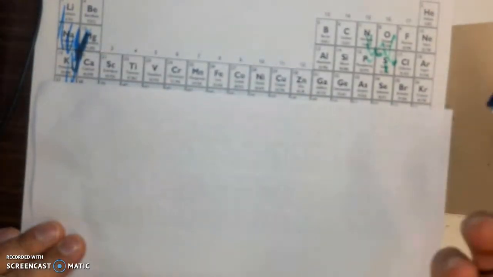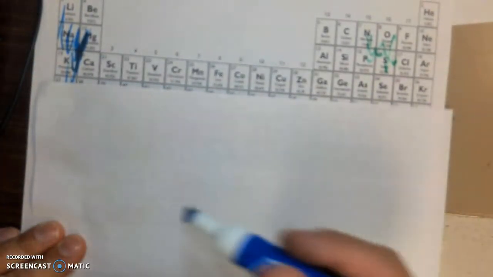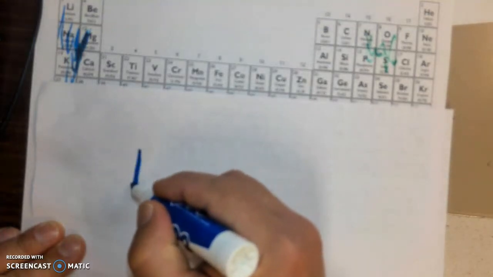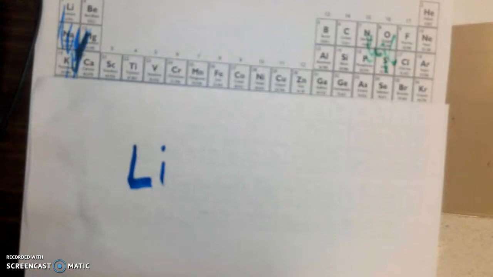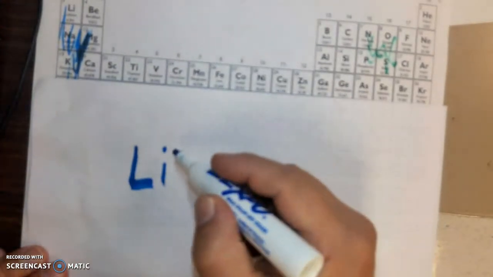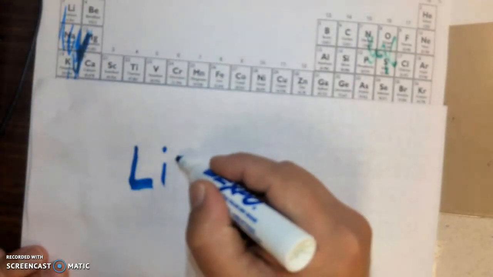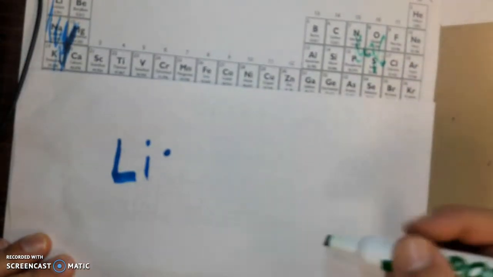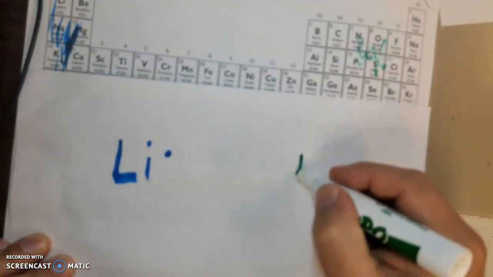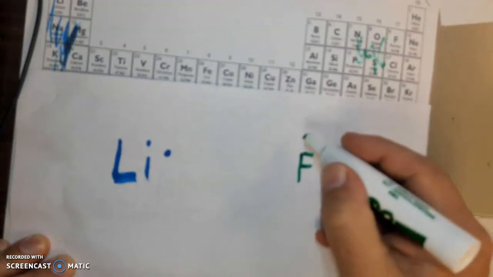So the first thing I want to show you is how lithium might bond with something from group 17. Lithium's in group 1. Things that are in group 1, reminder, are going to lose one electron in a bond to become a +1 ion. Let's say a lithium were to make an ionic bond with something from group 17. Let's say a fluorine ion.